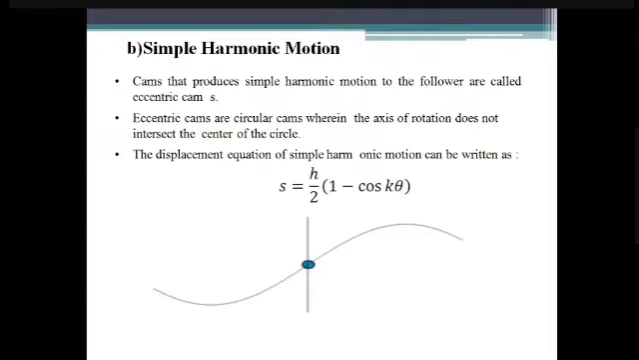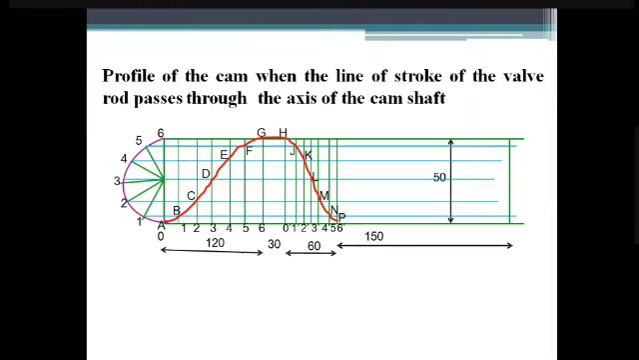We have downloaded material on the applications of cams from Google, but we have some interesting tasks. S is equal to h by 2 times (1 minus cos k theta). Now, the profile of the cam when the line of stroke of the valve rod passes through the axis of the camshaft. How will it be? It is a semicircle which is 50 mm in height.